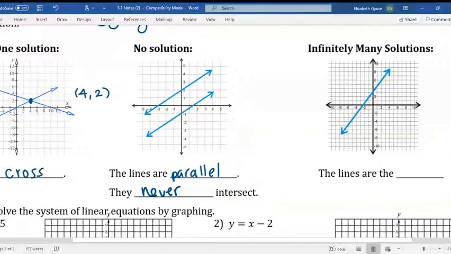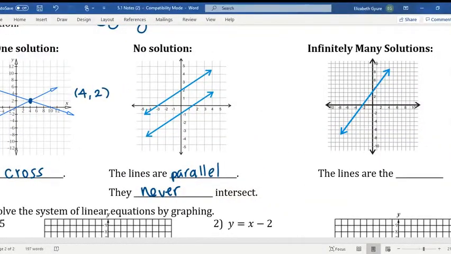And then infinitely many solutions, that actually means that the lines are the same. There's sometimes more than one way to write the same thing. And if the lines are the same, if you graph one, won't the other one technically lay right on top of it? So it would touch at every single point on it. That's why it's infinitely many.